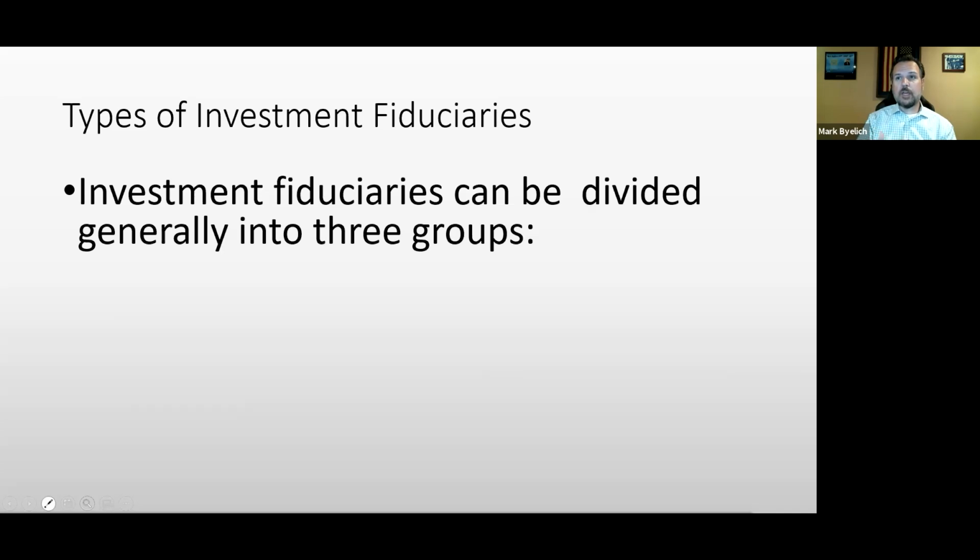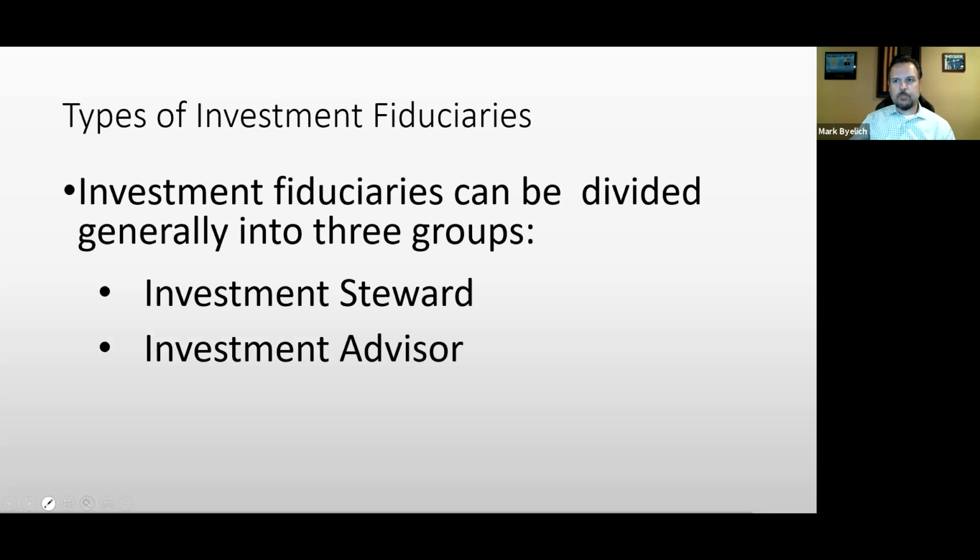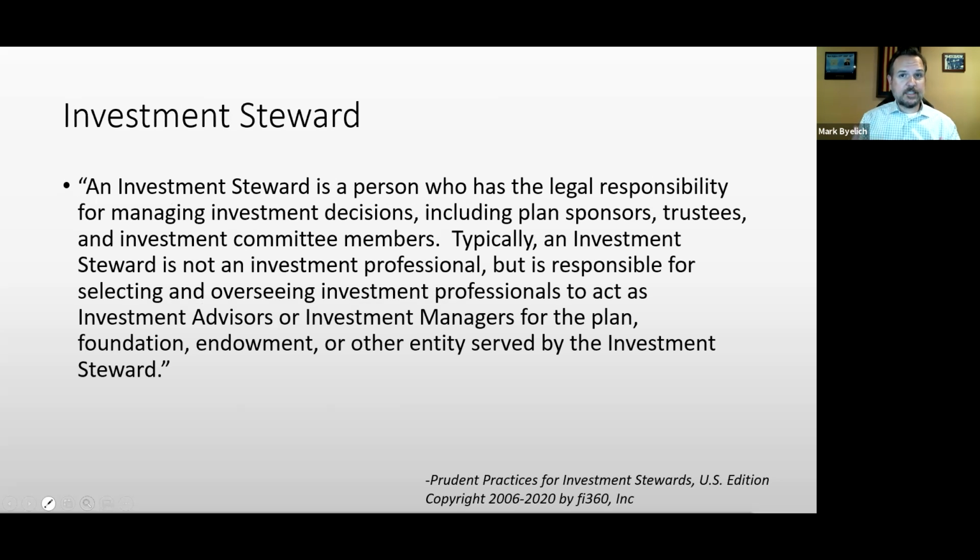So there are a few types of investment fiduciaries, and we're going to go back to those issues in a second. These investment fiduciaries can be divided into three groups generally: an investment steward, an investment advisor, and an investment manager. In this process tonight, we're going to be talking about an investment steward. I know you're not investment advisors. I know you're not investment managers. That's more like folks who do what I do. But you are an investment steward, if you're an executor, or power of attorney, or trustee.